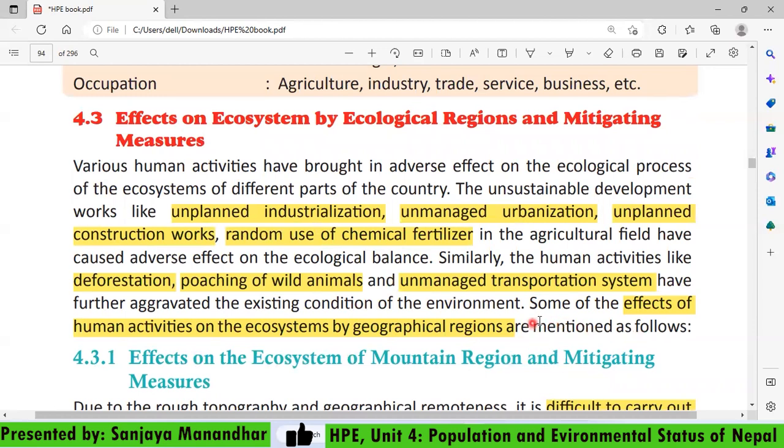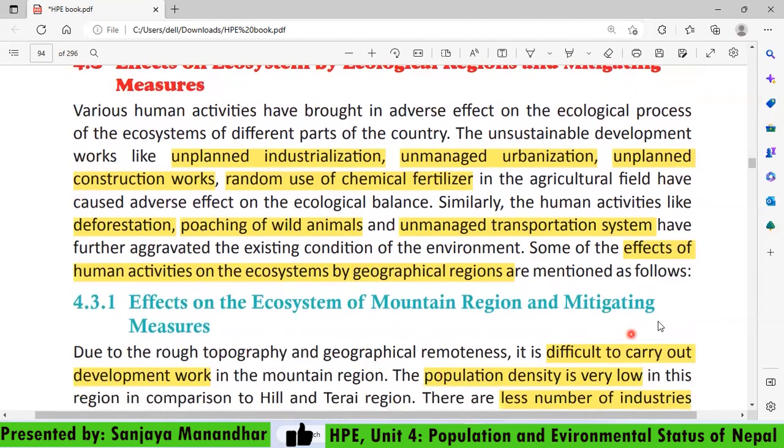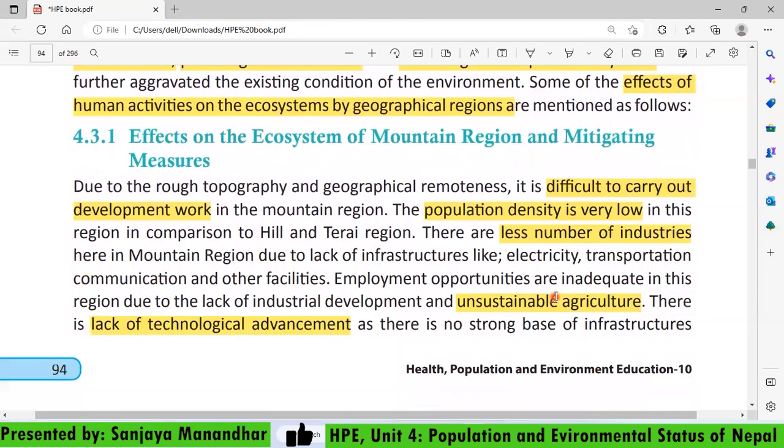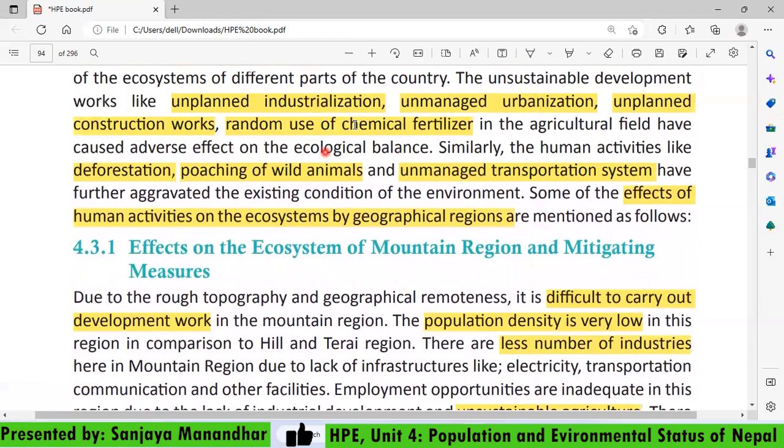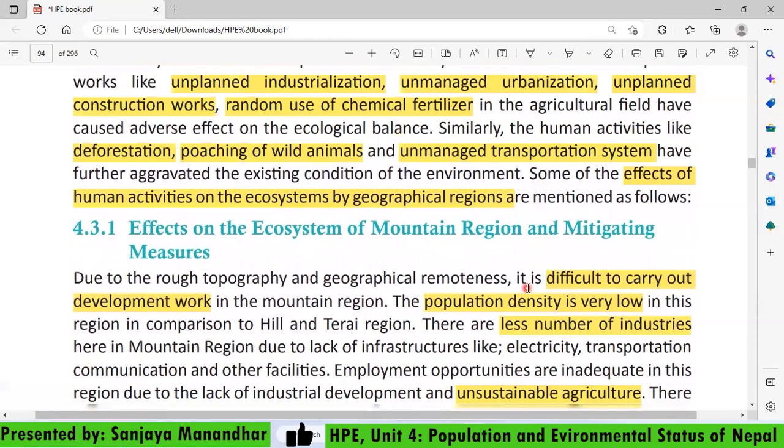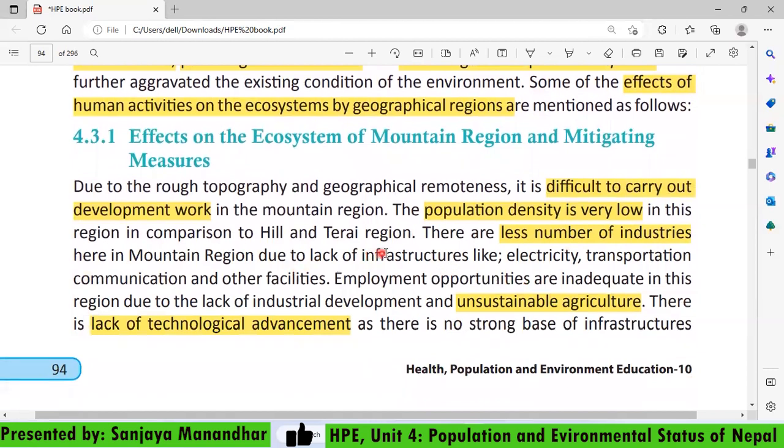Okay, so now separately we will study the effects of human activities on the ecosystem of geographical regions. Look here, what type of effects are found in mountain region due to the human activities, like we mentioned here? Due to these types of activities, what type of effects are seen? Look here.